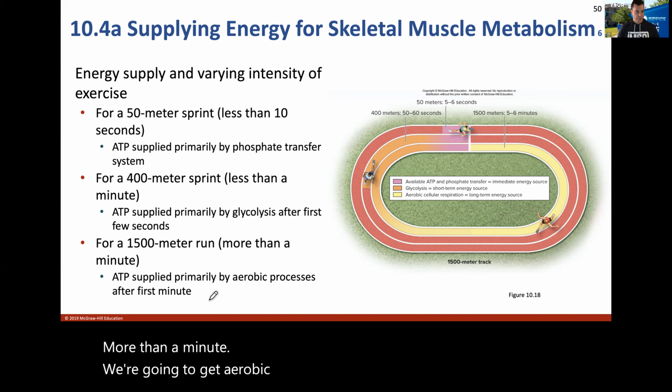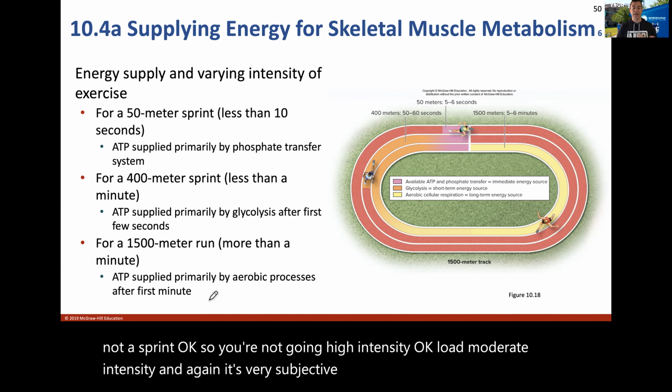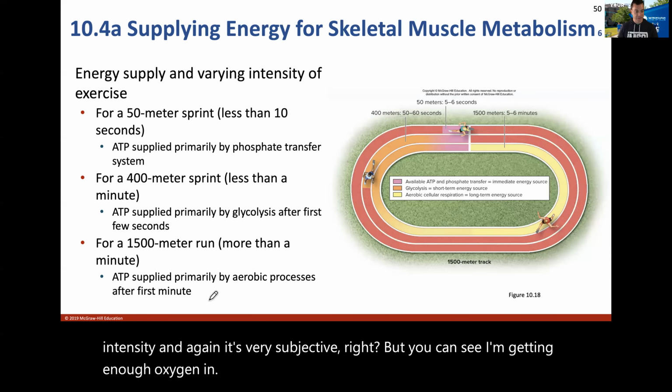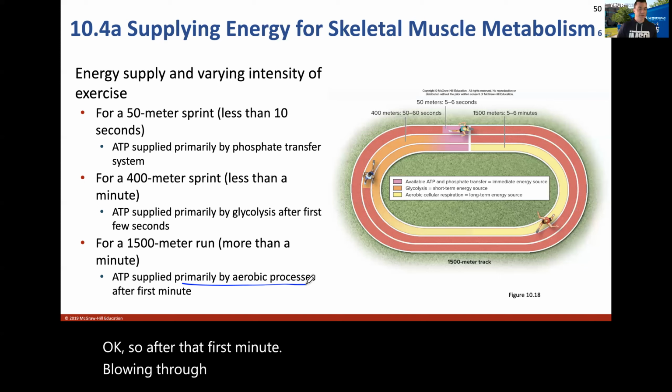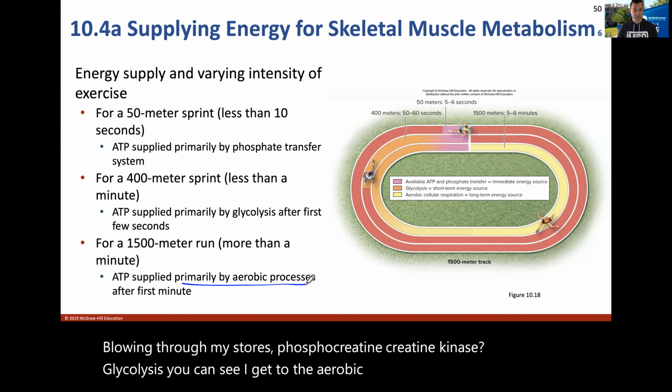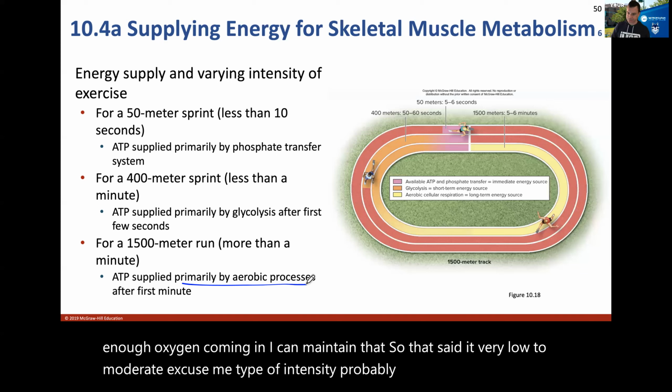Okay. Now, this is a run. This is not a sprint. Okay. So you're not going high intensity. Okay. Low to moderate intensity. And again, it's very subjective. All right. But you can see I'm getting enough oxygen in, as you can kind of see there, primarily by aerobic processes. Okay. So after that first minute, blowing through my stores, phosphocreatine, creatine kinase, glycolysis, you can see I get to the aerobic processes. Okay. And as long as I have enough oxygen coming in, I can maintain that. So that's at a very low to moderate type of intensity, probably more moderate, to be honest.